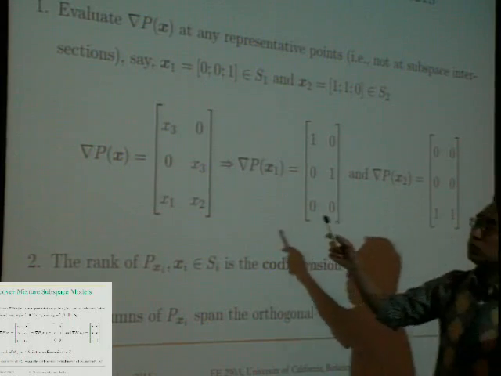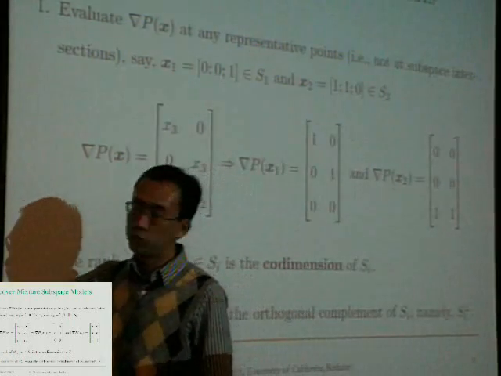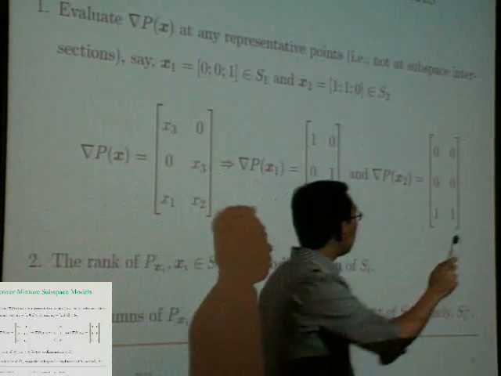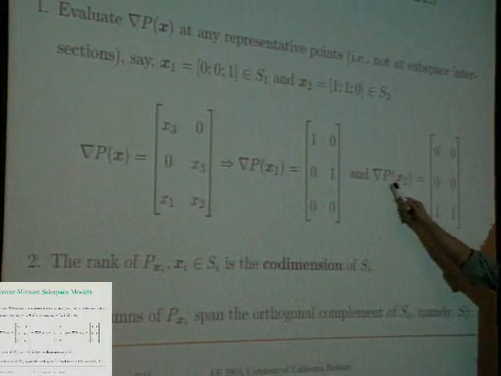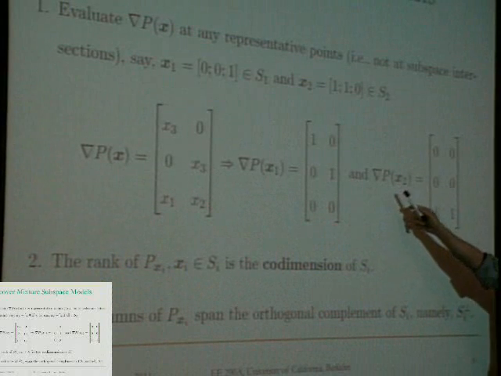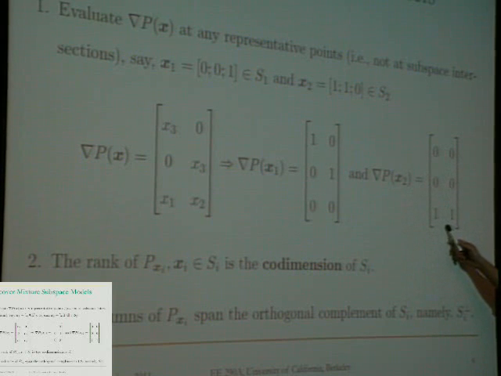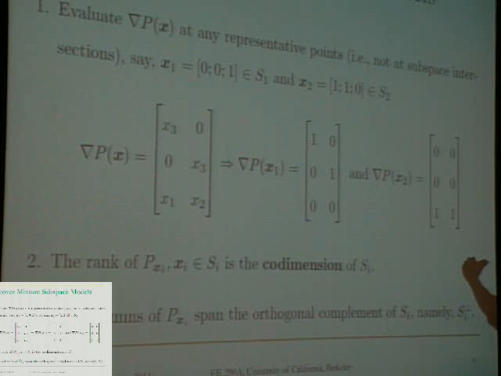But on the other hand, when you compute the rank of the second matrix, the codimension of S2, which is a plane, is what? It's 1. So even though you have two columns in the original P matrix, the derivative of P, when you evaluate that at a point from S2, you only get a rank 1 matrix. So you get two identical normal vectors that are both perpendicular to S2. Okay?